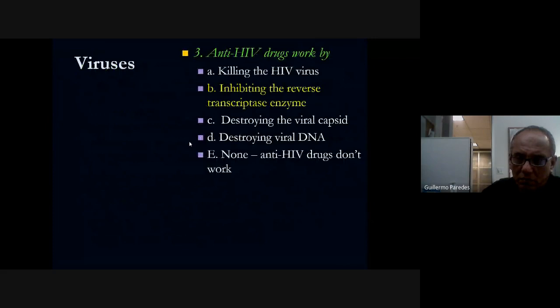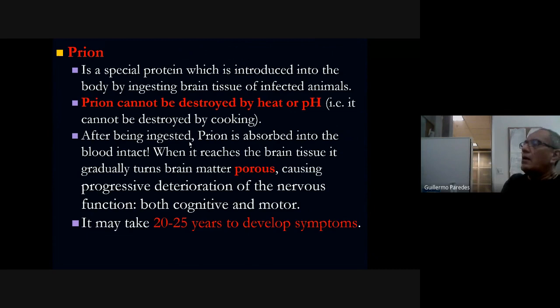All right. So the prion. Do you hear about the mad cow disease? Poor cows, right? The mad cow disease is a prion that has the ability to reproduce especially in the brain tissue. They basically produce degeneration of the brain tissue, making openings, like holes. This prion is a protein, and this protein cannot be destroyed by heat.